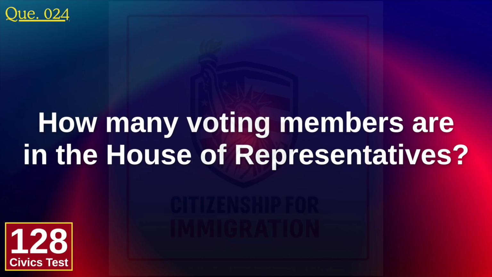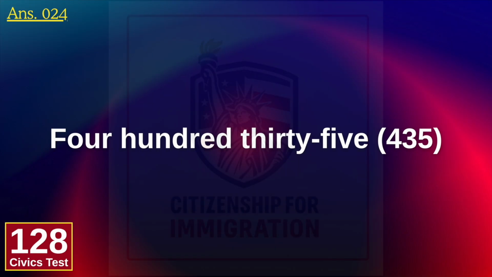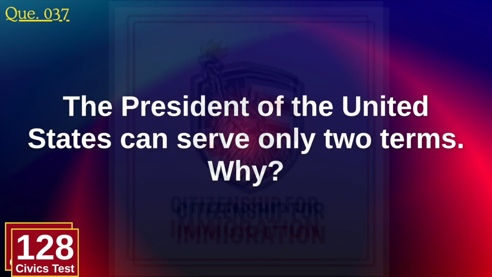How many voting members are in the House of Representatives? 435. The President of the United States can serve only 2 terms. Why?